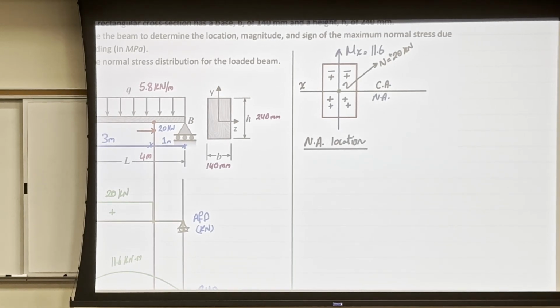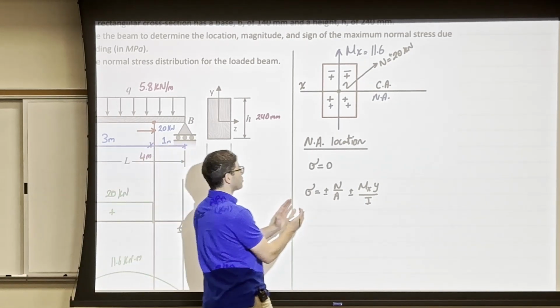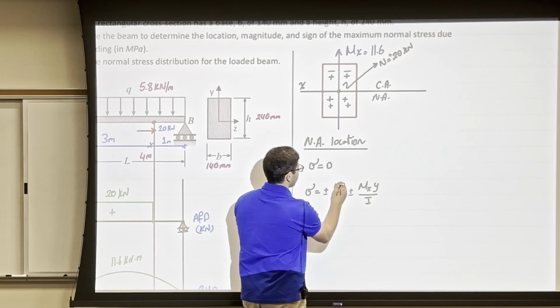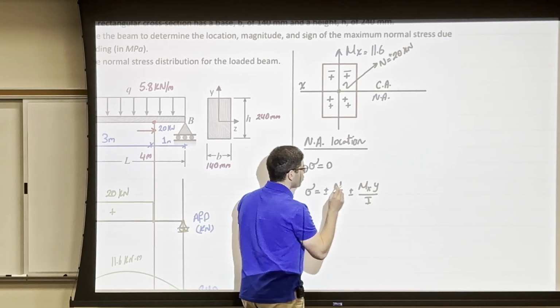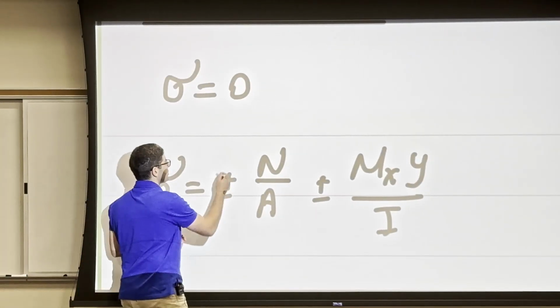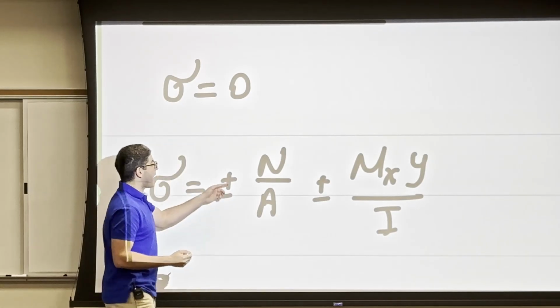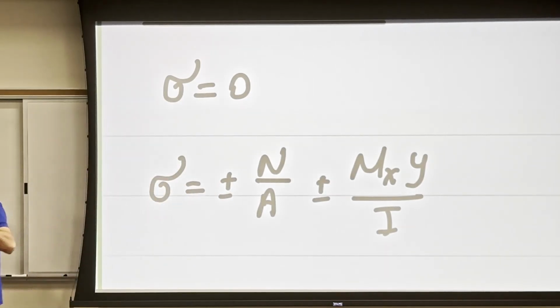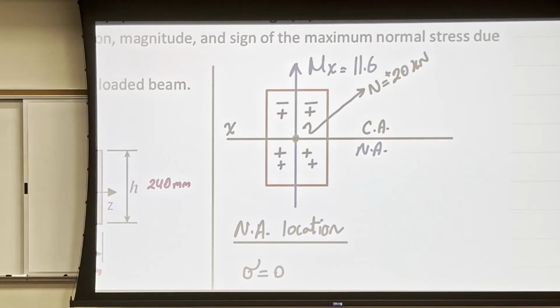By definition, the neutral axis is where the stress is equal to 0. And when I have a moment and a normal force, the stress equation is going to be N over area, and then Mxy over I. But I need to put the signs at the beginning. So I don't want you to put signs inside the equation, I mean, in N over A or Mxy over I. I want you to only put the signs here. This is where you put the sign, which is positive or negative. And how are you going to see this? From the graph that we just drew.